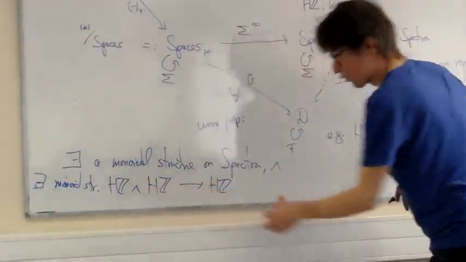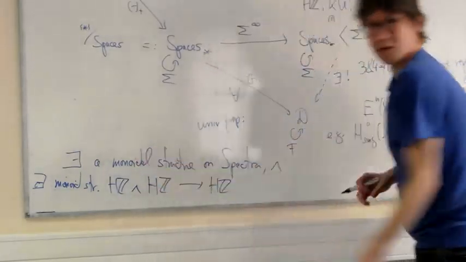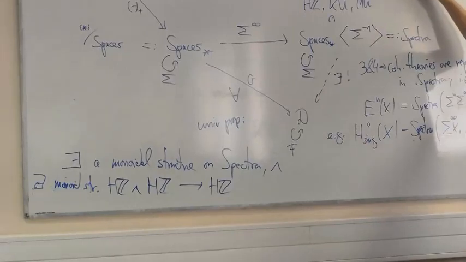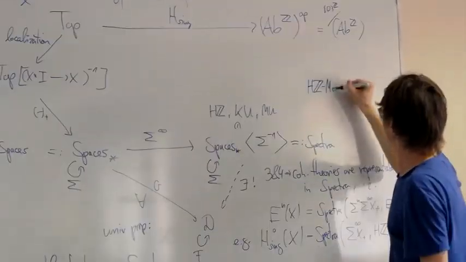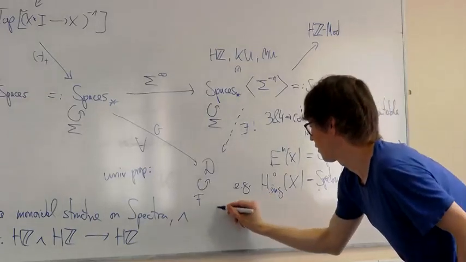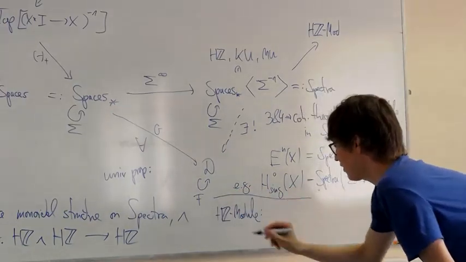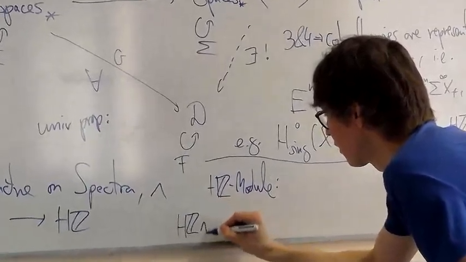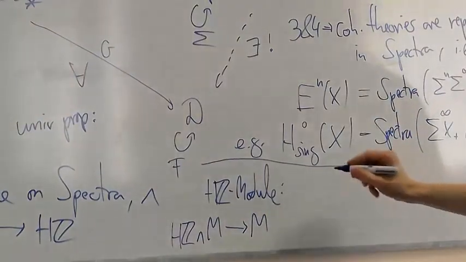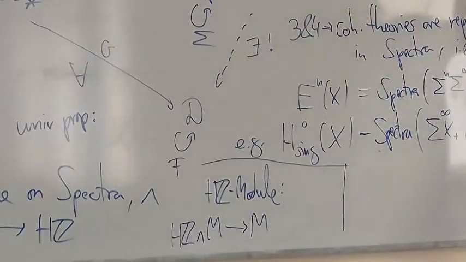But this makes this thing into sort of a ring spectrum. That's what you say to it. It's a ring spectrum. Well, it's just a monoid in this category, but the addition is somehow there. And so given a ring spectrum, we can form the category of modules over it. Let's just take an HZ module, that would be some other spectrum with a multiplication map here, satisfying associativity and the things you would expect from a module. Okay, so now we have a category of HZ modules and we have a free HZ module functor.